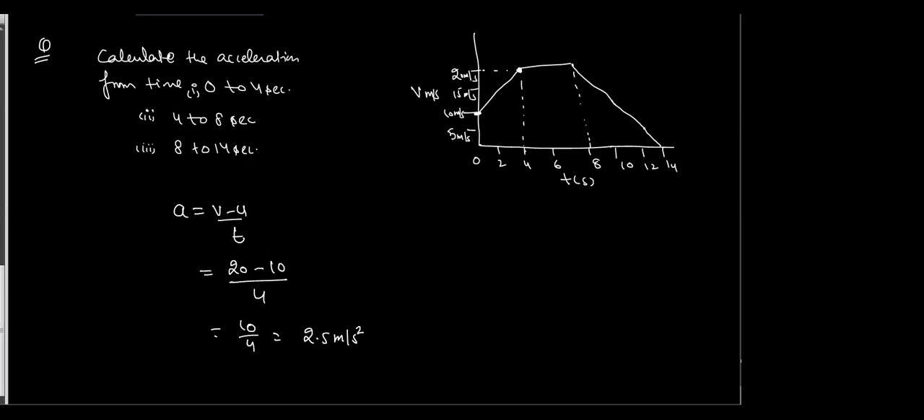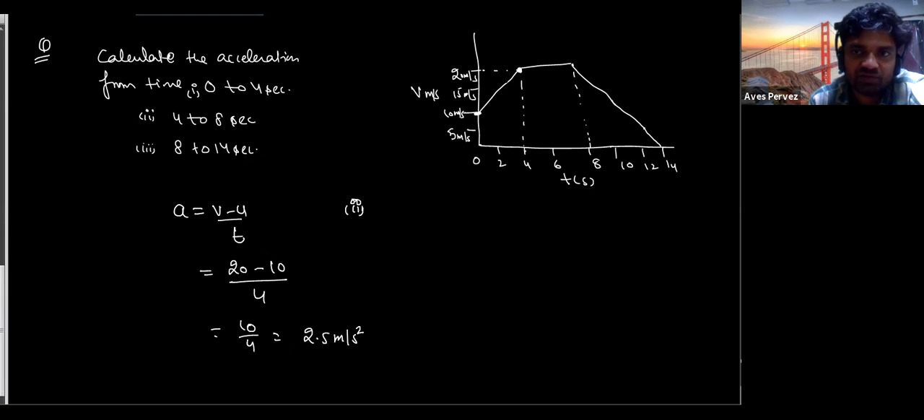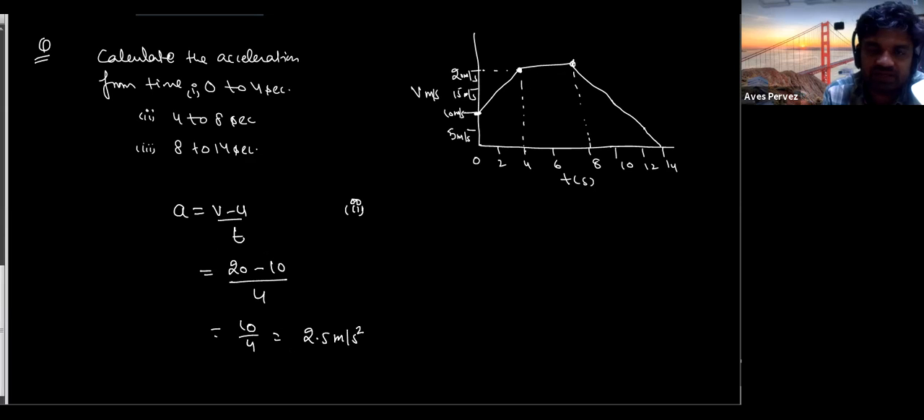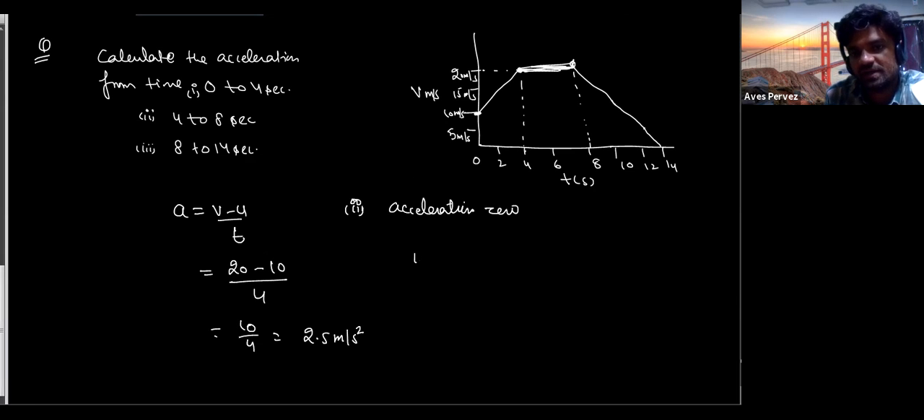Yes, sir. Okay. Second, you need to find the acceleration from 4 to 8. The acceleration is 0 because the speed is the same. So we can say that the initial and final velocity are the same, so acceleration is 0. Moreover, it is parallel to the time axis, so acceleration is 0. So acceleration in the second case is 0. In the third case, what would be the acceleration?